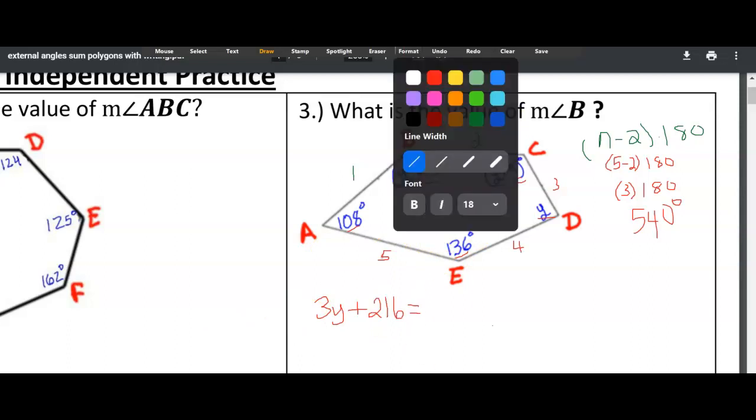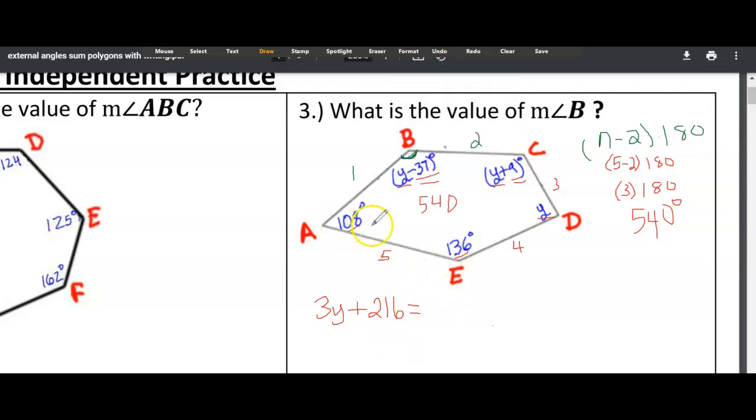Okay, good. You should have gotten 216, when you added 136, 108, 9, and then minus 37. But all of these 5 angles must add up to 540 degrees, because that's what we got over here. Okay, so then we draw the line and we solve.